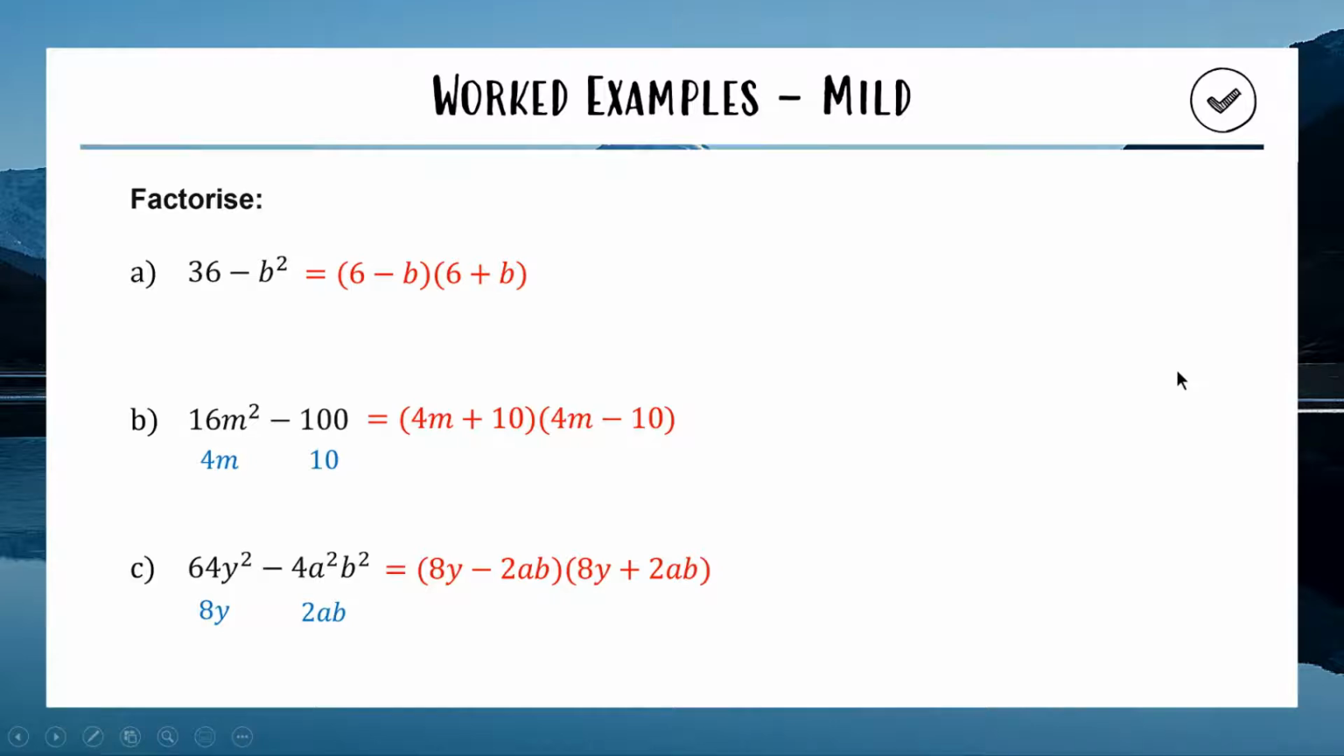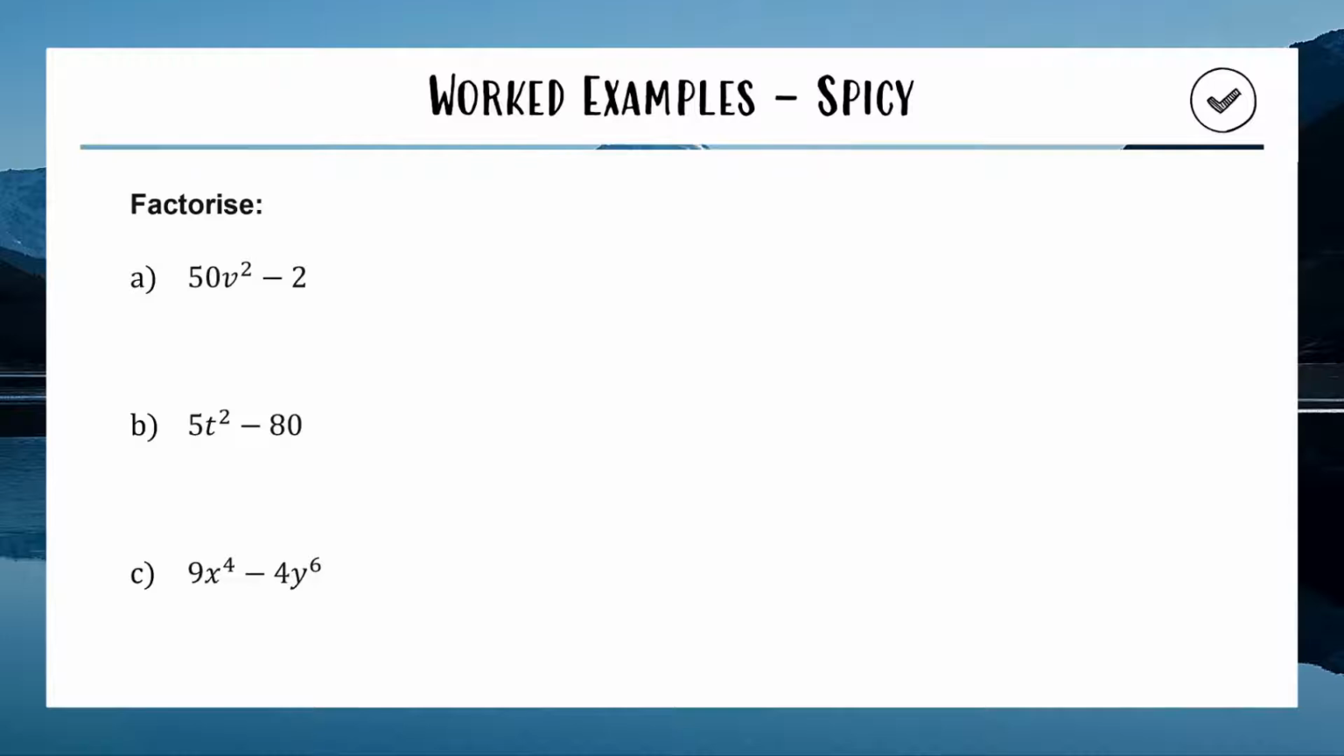Okay, those were some warm-up questions. Let's try a few little spicier ones to really get you guys thinking. So with this first question, we have a difference, but we don't quite have a difference of squares because 2 and 50 are not square numbers. So we're going to try a different tactic.